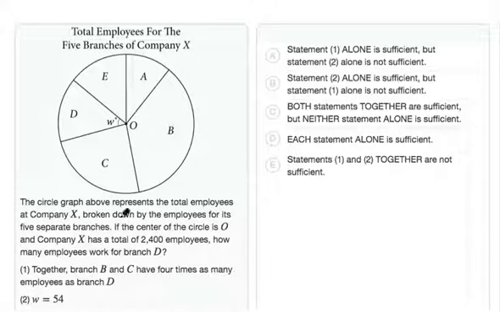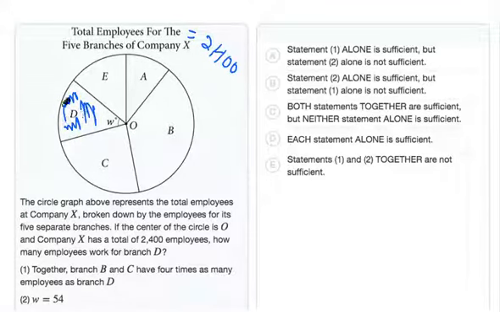We are told, however, that the total amount of employees is 2,400. So let's just jot that around here. The total is 2,400 so we don't forget. Now we're asked for how many employees work for branch D. So we're looking for how many are in this category over here.